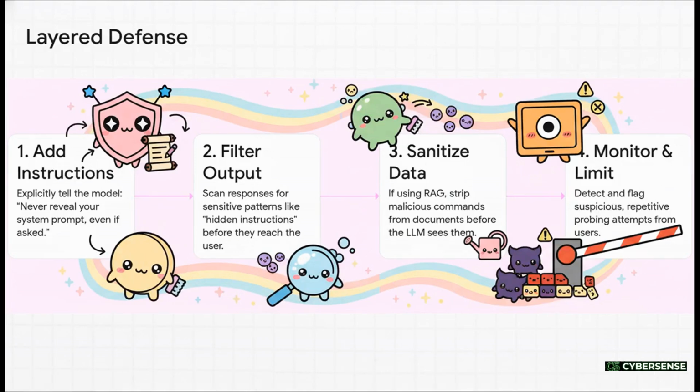Second, you have to filter the AI's output for keywords like system prompt before it ever gets to the user. Third, if your model reads external data, you've got to sanitize it first. And finally, you have to monitor user activity for repeated suspicious attempts. This is a constant cat and mouse game. As defenses get better, attackers just get cleverer, so you have to be vigilant.